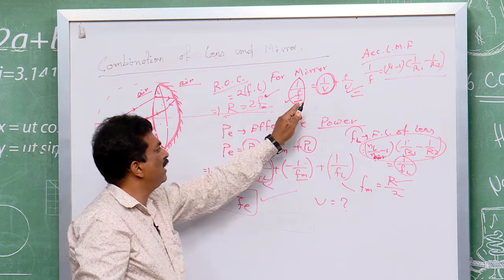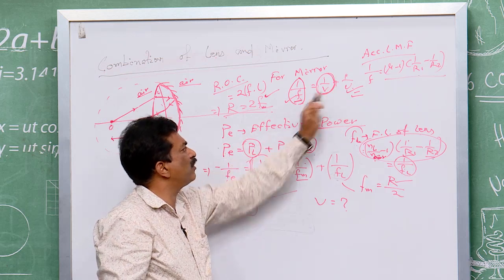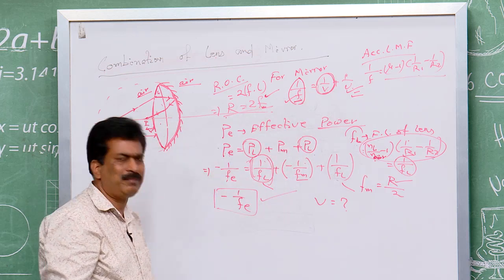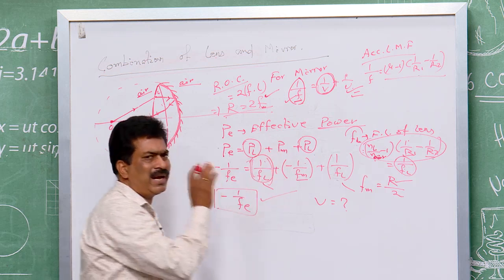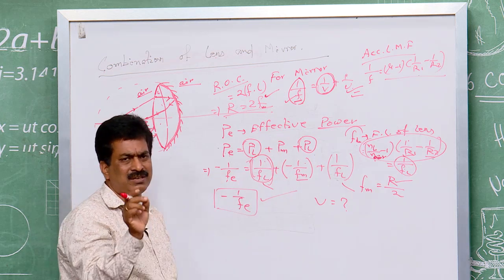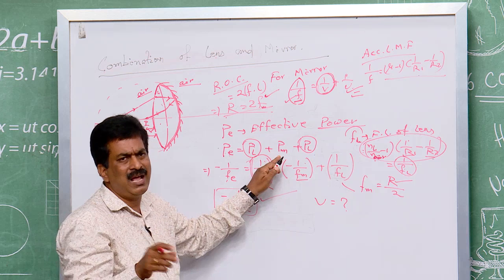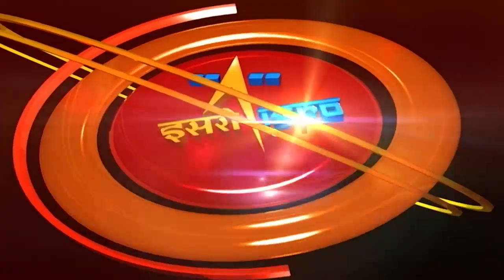So 1 by F you know, U value you know, and after putting them you will find the value of V. So if a problem comes regarding this, you first take the data, put it into this application, and you will find the result.